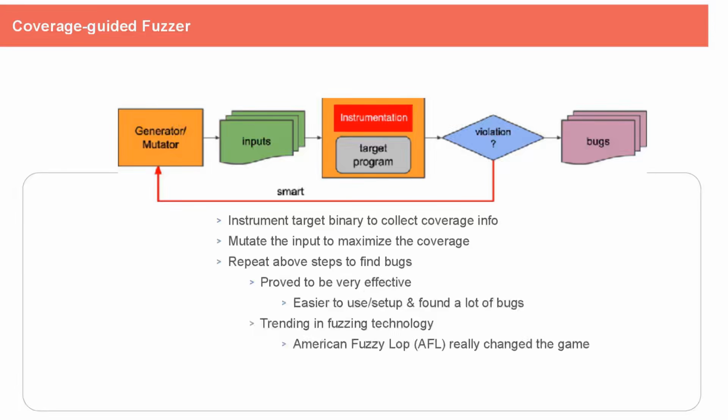So you can see that it's proved to be very effective this way, because a guided fuzzer is very easy to use and very easy to set up, and actually it found a lot of bugs. And guided fuzzer has become a trend in fuzzing technology. One type of this kind of fuzzer is American Fuzzy Loop, or AFL. And in the last few years, AFL found a lot of bugs.